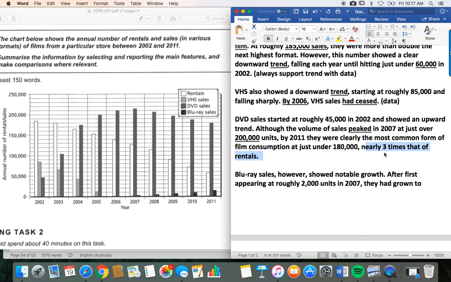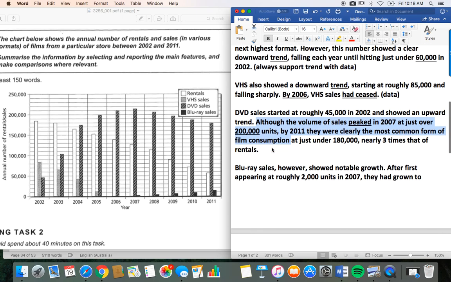And I just say nearly. You don't have all this time to do all these careful calculations. Now, I could have gone a bit further. Like I could have pointed out here that 200,000 units is the highest of all of them. At the highest, rentals were not as high as DVD sales. So I could have mentioned that here. That might have helped me have a better Task 1, but still, this should be adequate for a top score.